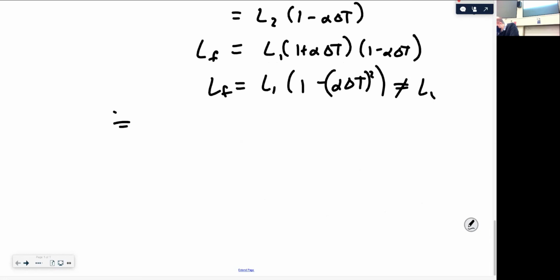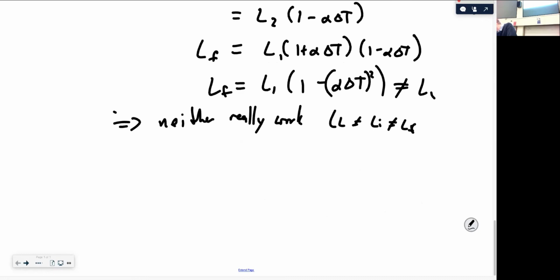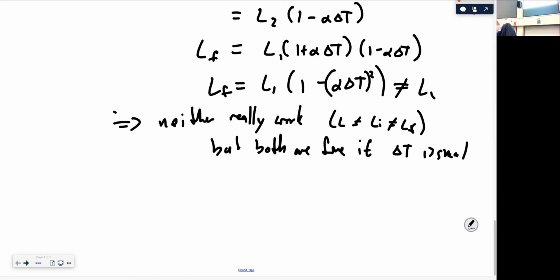So what do I need to write here? Neither really works, meaning L is not equal to L initial or L final, but both are fine if delta t is small. And really, it's that delta L is much less than L. Then you're in good shape using either one. Doesn't really matter what you choose because delta L is going to be small and your linear approximations are fine.